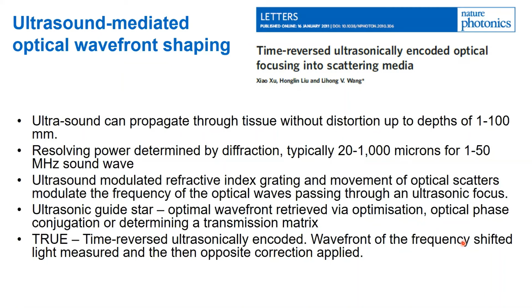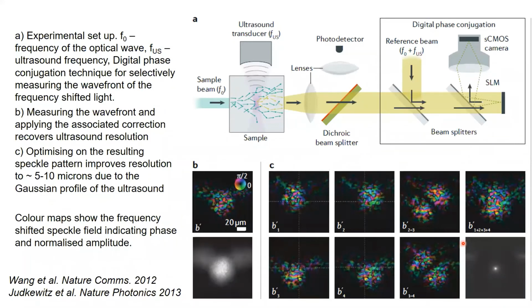In some of the papers, you'll find this technique called TRUE, which stands for time reversed ultrasonically encoded guide star, where the wavefront of the frequency shifted light is measured, and then the opposite correction is applied. So here's some results people were able to achieve. The figure at the top is the experimental setup, so you can see the light beam coming in, and you can see your ultrasound transducer here focusing your sound wave within your sample.